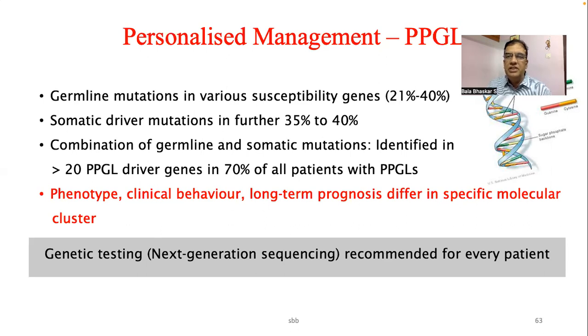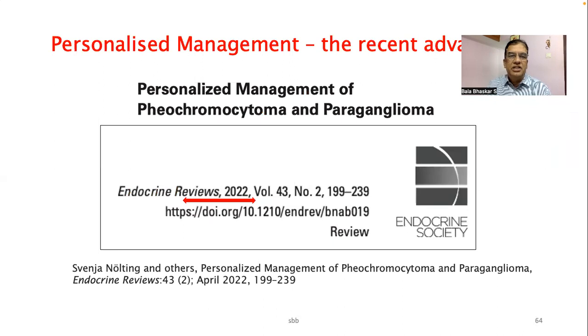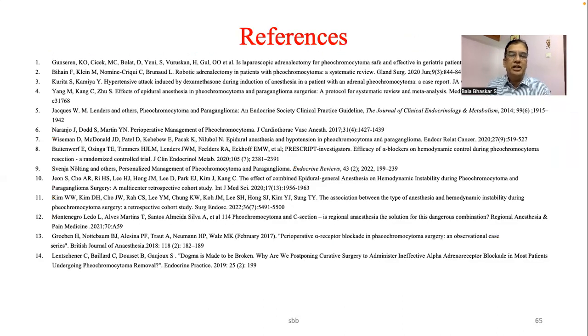I told you there is a risk of genetic susceptibility in this set of patients with PPGL. There can be what are known as germline mutations, somatic driver mutations, or a combination of them. These could affect the phenotype, clinical behavior, and long-term prognosis also in specific molecular clusters of patients. So next generation sequencing is advised for every patient whenever possible in the current times. So this is the publication about the personalized management.